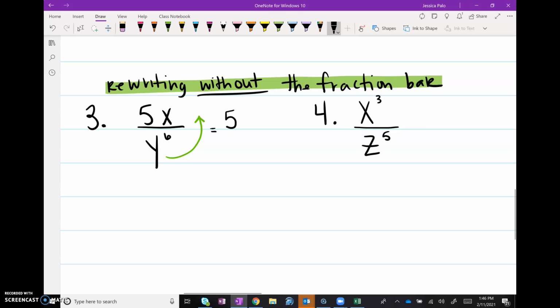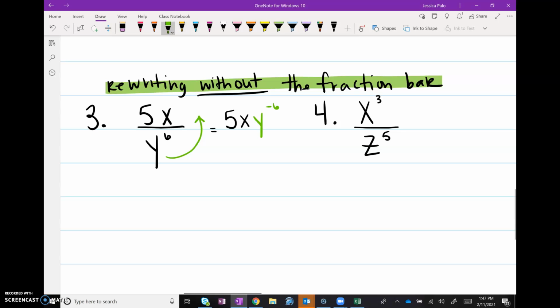5x hasn't moved. 5x stayed the first time, and 5x is going to stay now. But we need to bring y to the 6th power up to the numerator. That means y to the 6th power becomes y to the negative 6th power again. When you bring it up from the denominator, it becomes negative. You're getting rid of that fraction bar, so we need to bring the denominator up to the numerator, which causes the exponent to become negative.